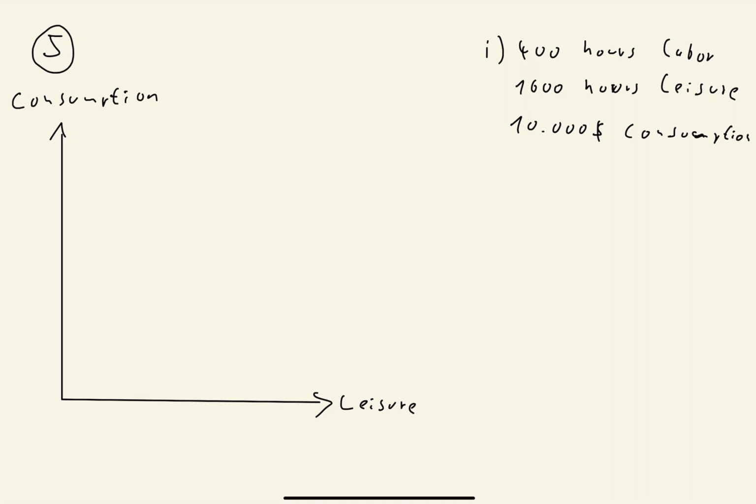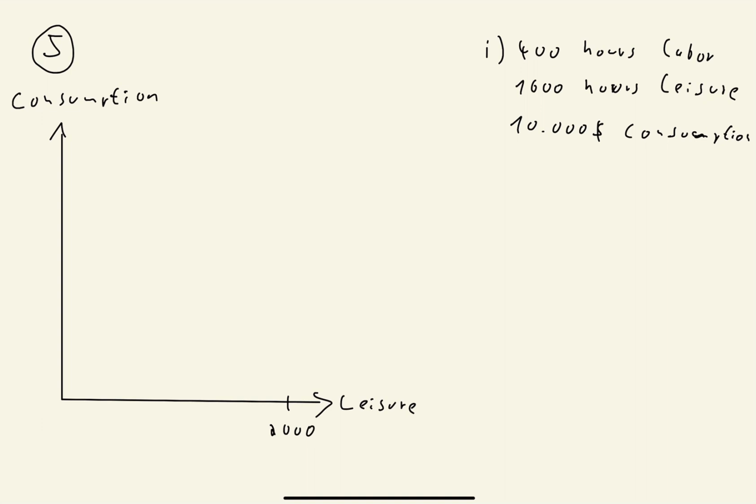So the maximum amount of leisure that we can have is 2,000. Sorry, it's 2,000 hours, not dollars. Okay, that's the maximum amount of hours which we can work, and that's also the maximum amount of leisure that we can enjoy in this model.